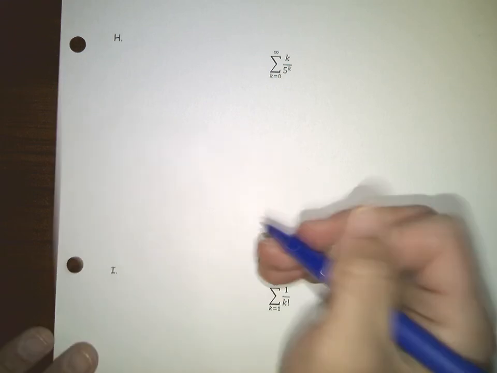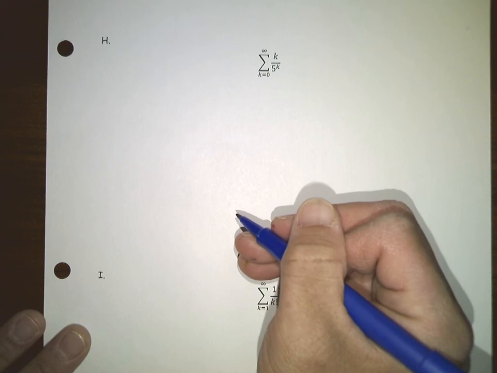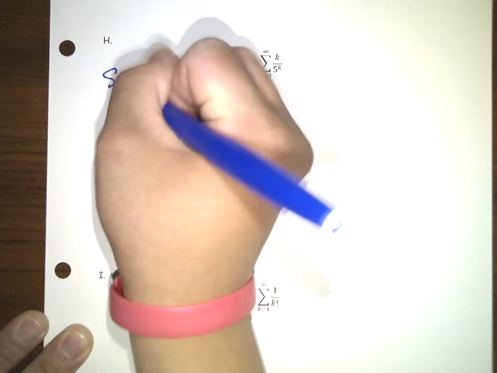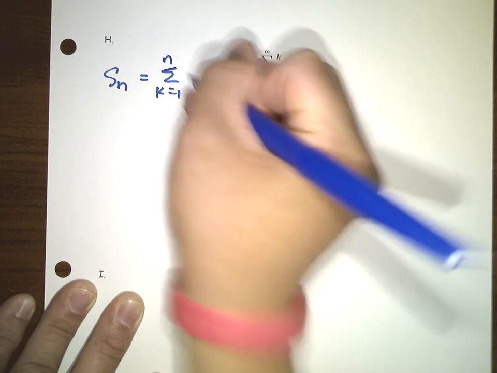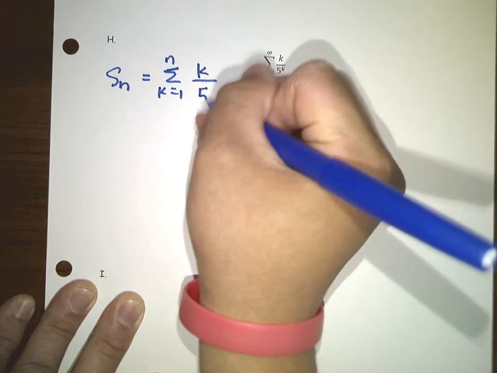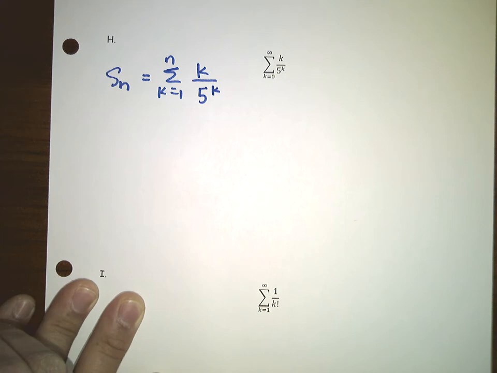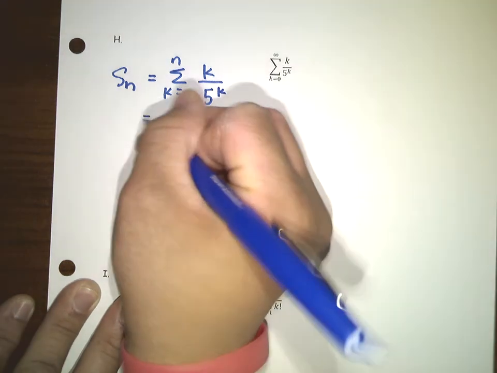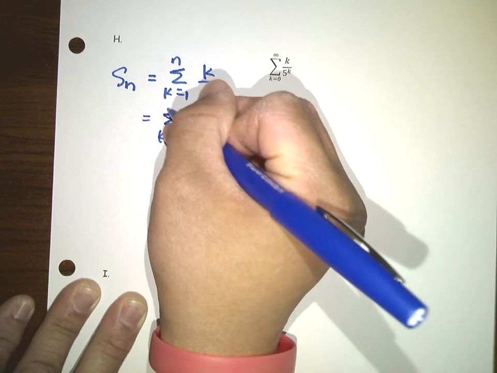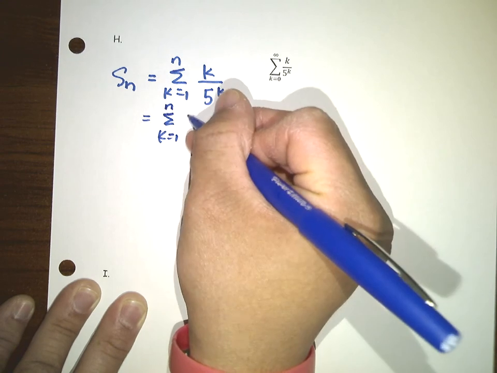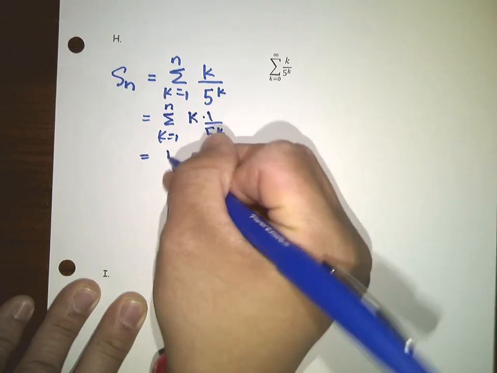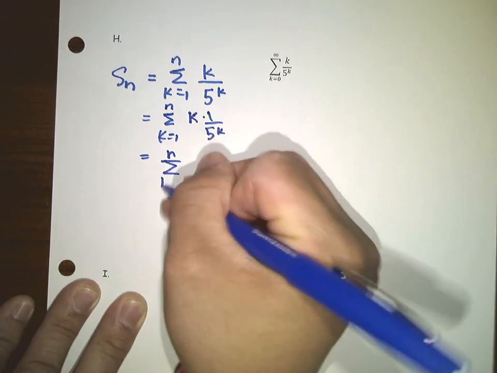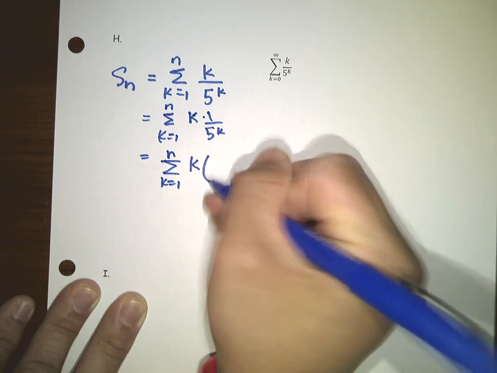All right, so let's look at the partial sums again. So sum k equals 1 to n of k over 5 to the k. So another way to write this would be sum k equals 1 to n of k times 1 over 5 to the k.